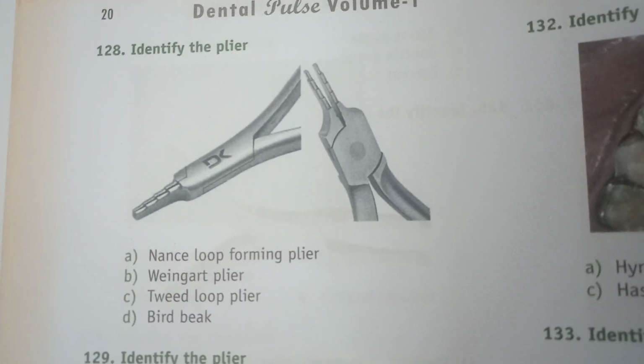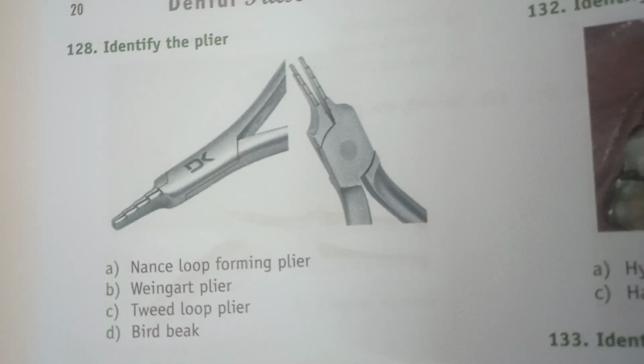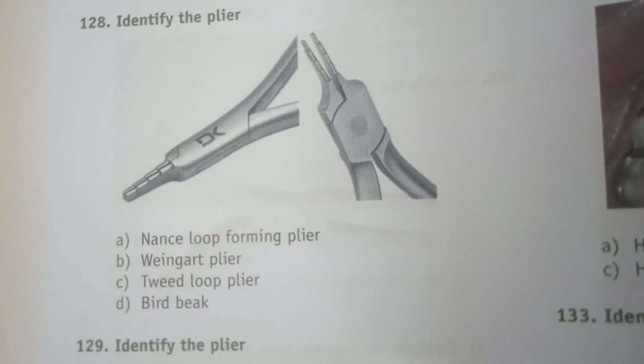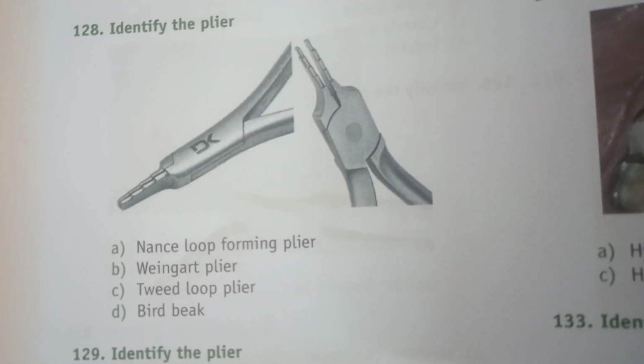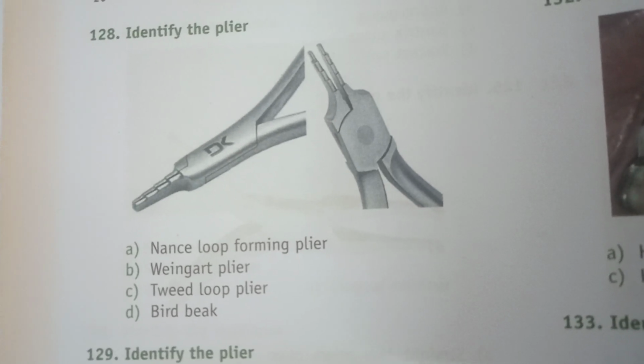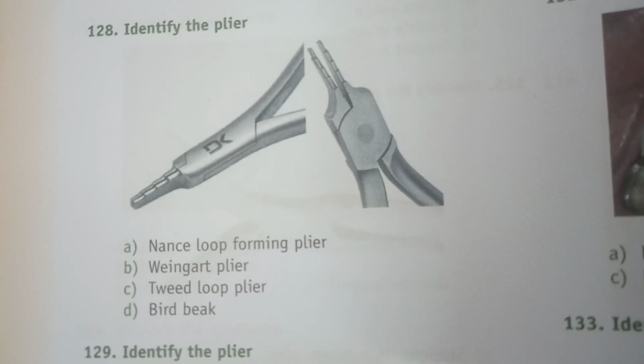Identify the plier. Nance loop forming plier, Wingert, tweed loop plier, Birdbeak. The answer is A, Nance loop forming plier.